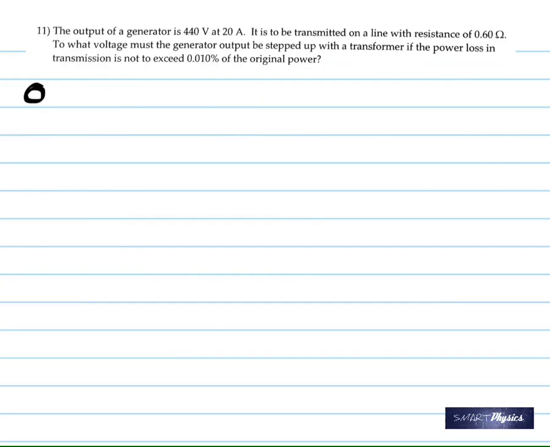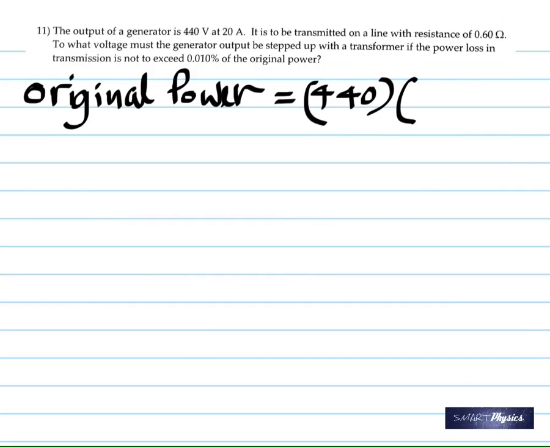Well, the output of a generator is 440 volt at 20 ampere. It is to be transmitted on a line with a resistance of 0.60 ohms. To what voltage must it be stepped up if the power loss is not to exceed 0.010% of the original power? Okay, so first let's find the original power. Power is given by the product of voltage and current. So 440 times 20 gives the original power.